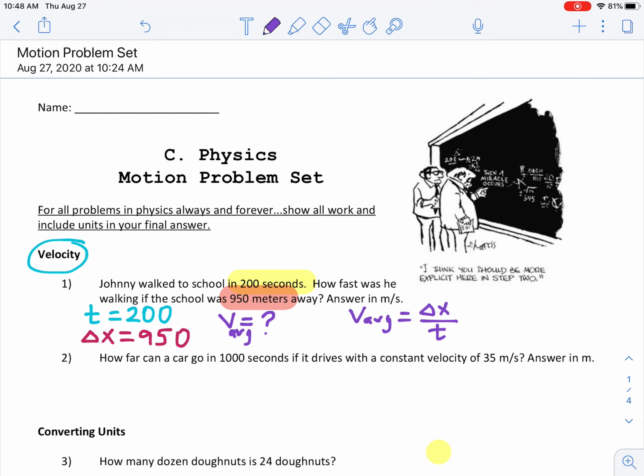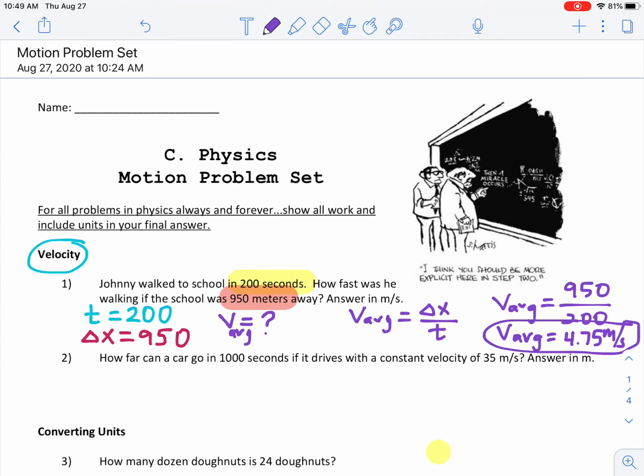Now I'm going to plug in the numbers. My 950 is going to go on top, my 200 on the bottom. When I type into my calculator 950 divided by 200, I get 4.75. The final answer is in meters per second, and that's going to be my final answer that I'm going to circle.